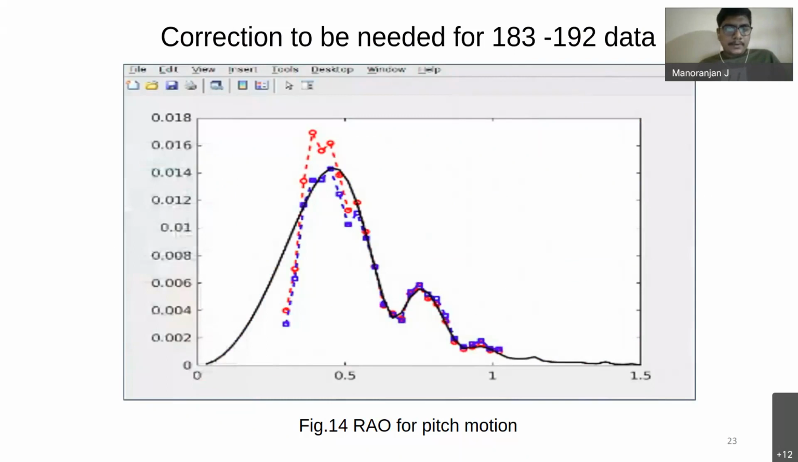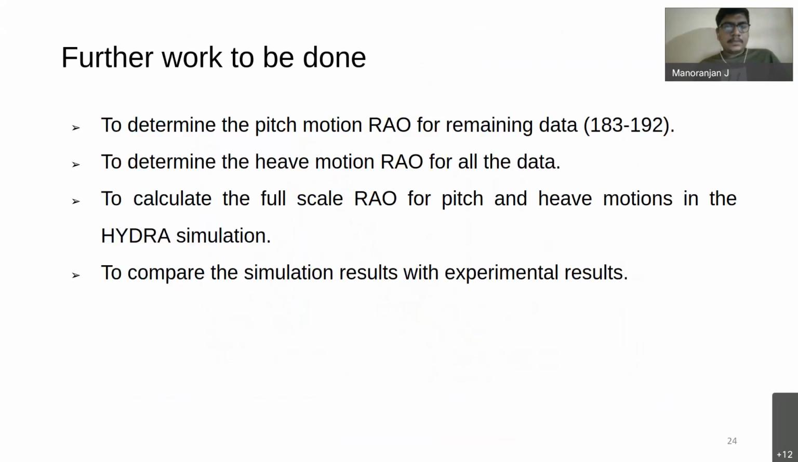As you can see, for lower frequencies the RAO doesn't seem to match well with what we compute using Hydra. As we mentioned before, this might be due to interference in the wave basin. So what we think is that we probably have to manually select the time region for these cases.